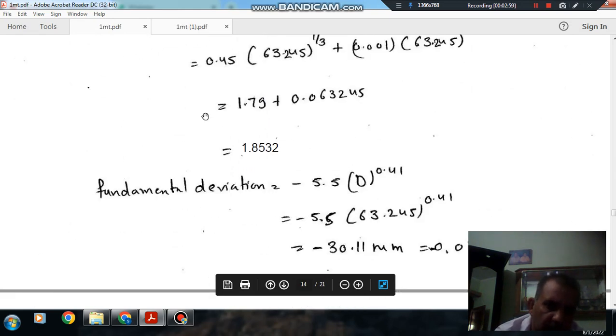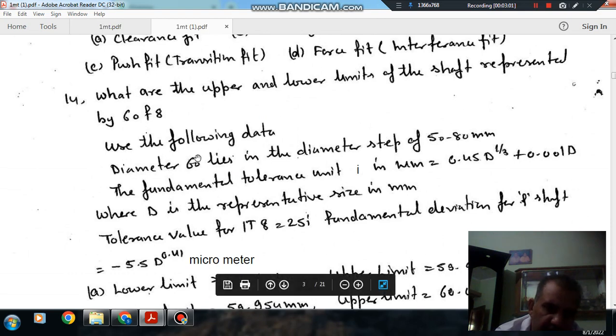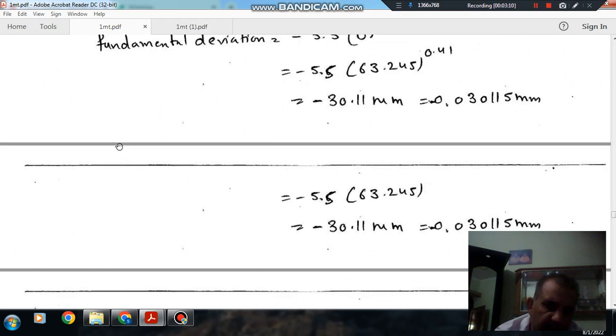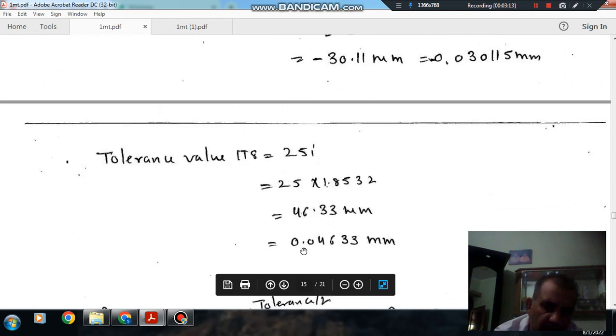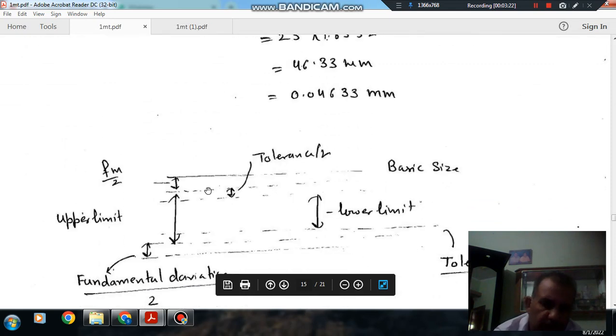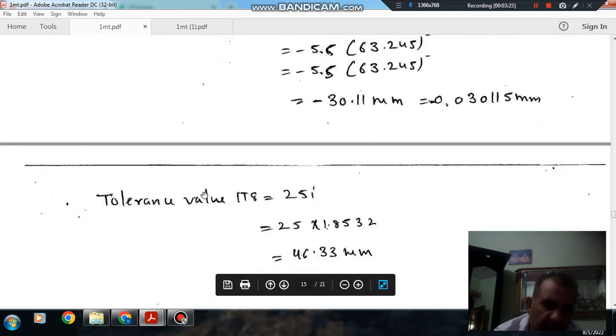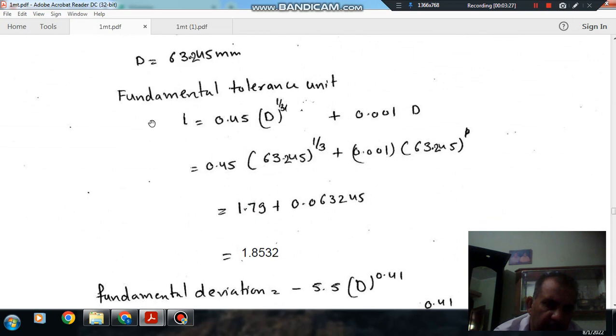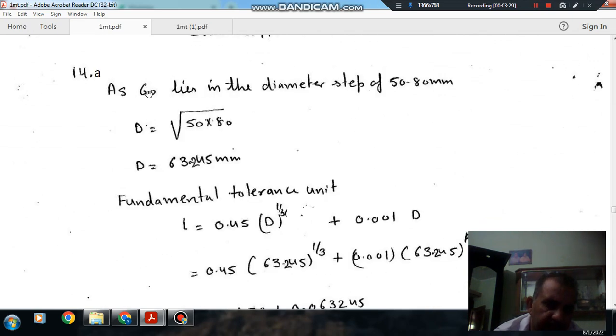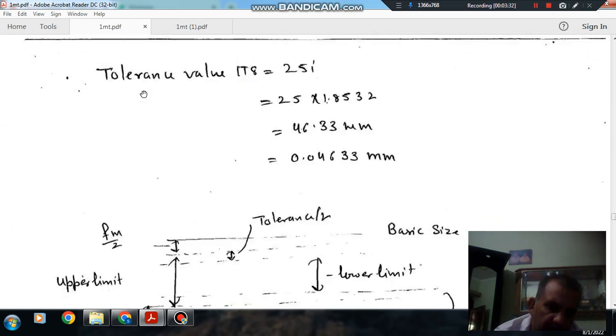Now the tolerance value for IT8, because this is 60 F8, so we will use IT8, that is 25i. We have calculated i from this. So the tolerance value will be 25i, or 46.33 micrometer or 0.046 mm. Now we have the tolerance value, the fundamental deviation, and the basic size as 60. Now we calculate the upper limit and lower limit.